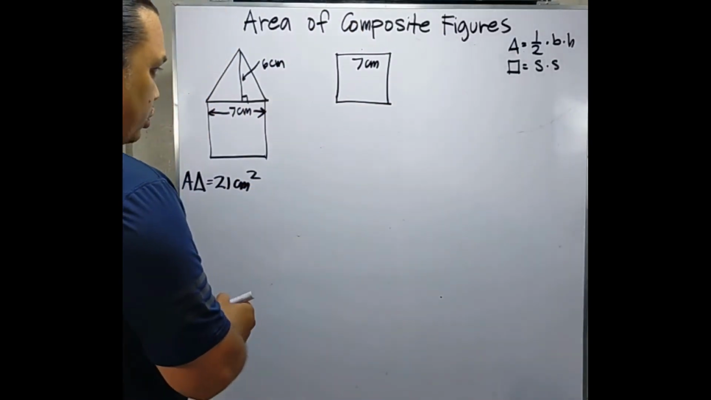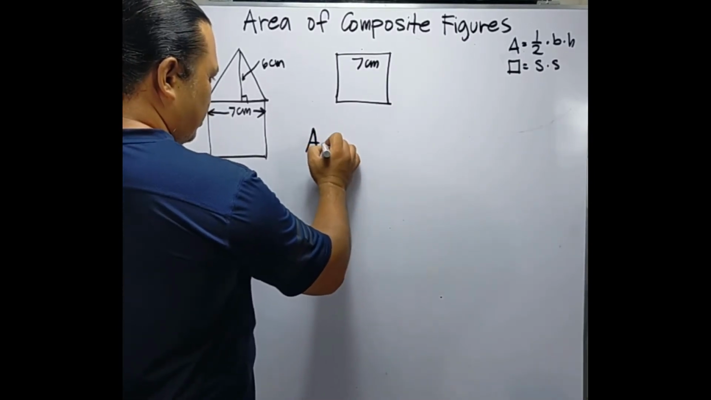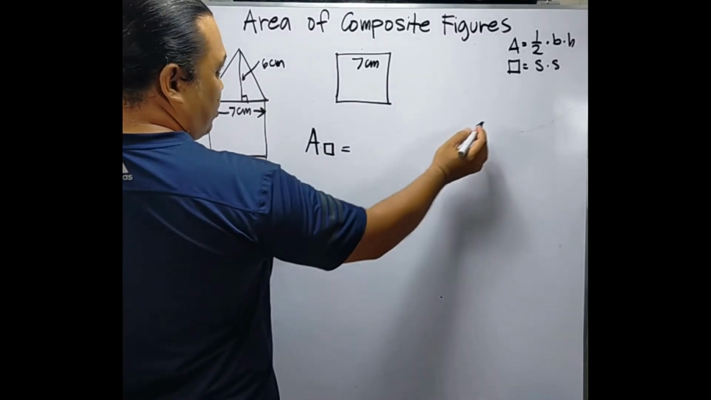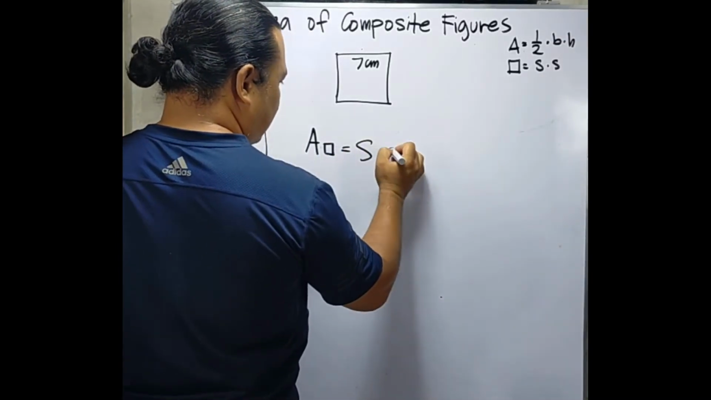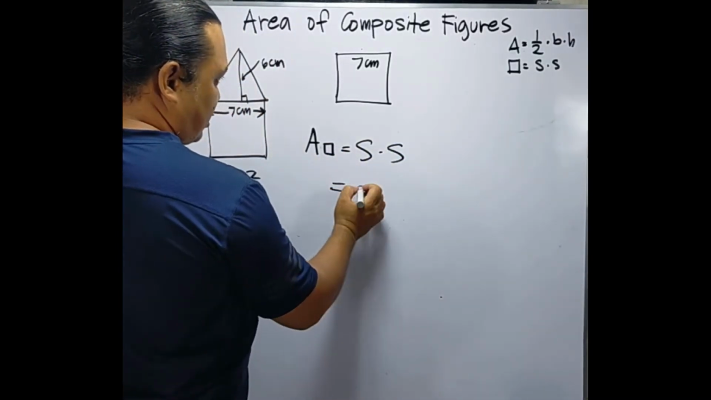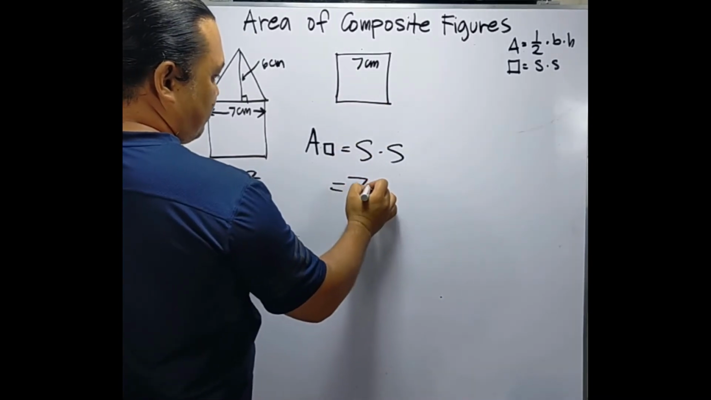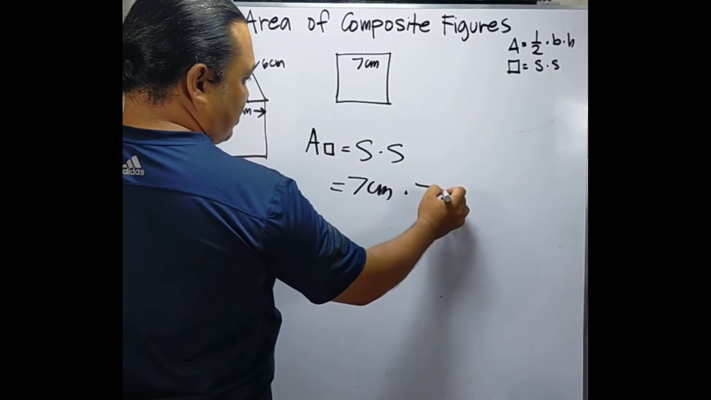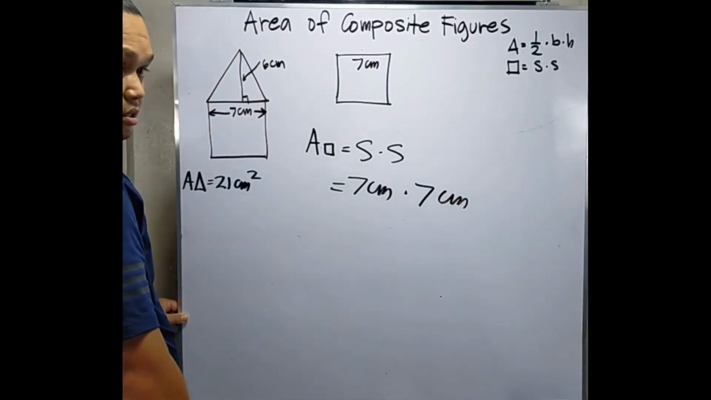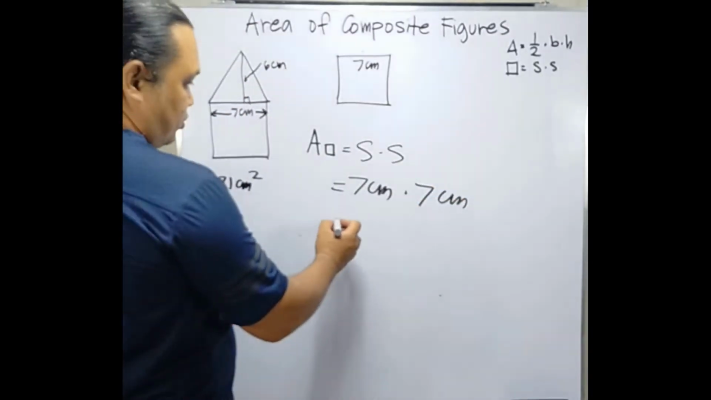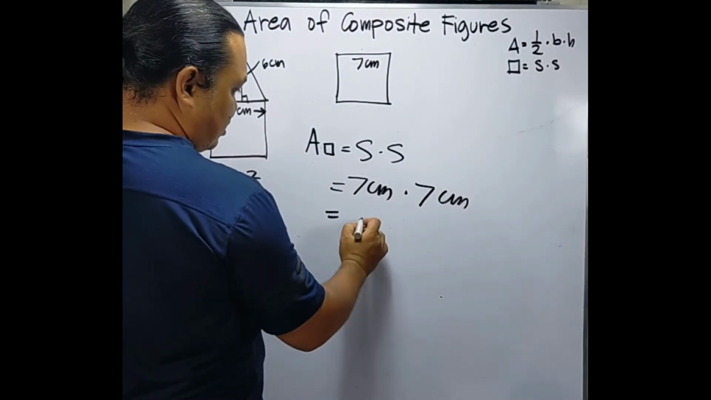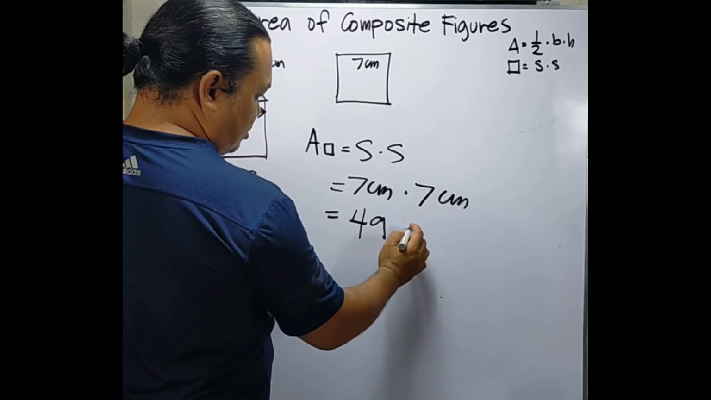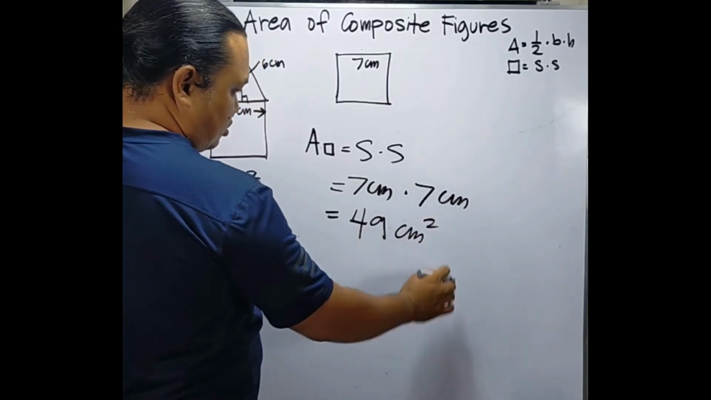So all we need to do is find the area of a square. The area of a square is equal to s times s, side times side, and our side here is 7 centimeters times 7 centimeters. To simplify, 7 times 7 is 49, and centimeters times centimeters is centimeters squared.